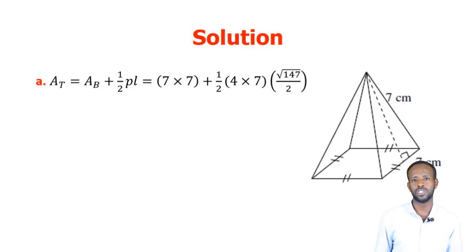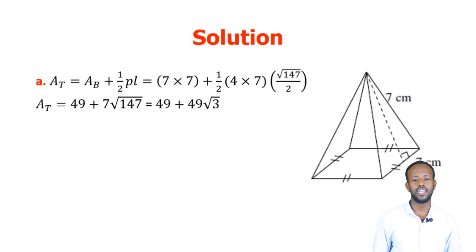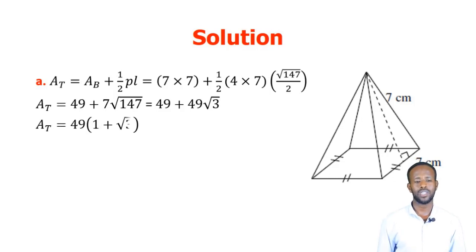The area is simple, it is a square, 7 square or 7 times 7. But L, how do you get L? By using the Pythagoras, isn't it? So, the total surface area will become 49 plus 7 radical 147, which is equal to 49 plus 49 radical 3. If we want to simplify this, we can take 49 outside. And we can say total surface area is 49 times bracket 1 plus radical 3 centimeter square.